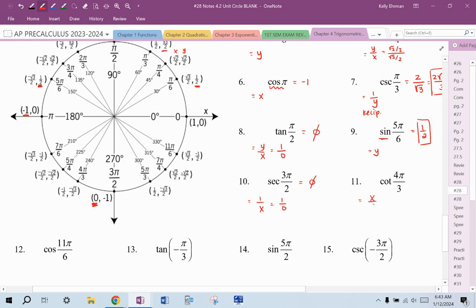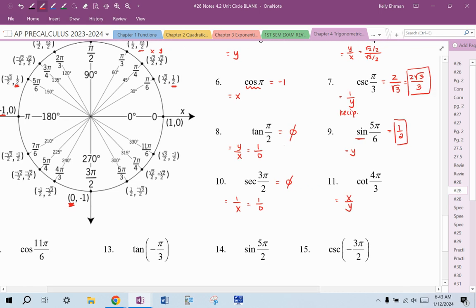Cotangent is x over y. I remember that because tangent is y over x. Cotangent is x over y. What's on top is alphabetical. So like cotangent comes before tangent, x comes before y. Anyway, go to 4 pi over 3, x over y.